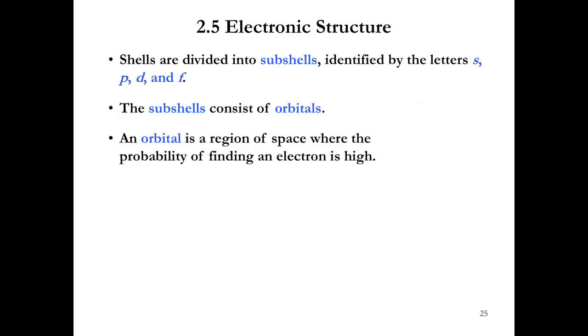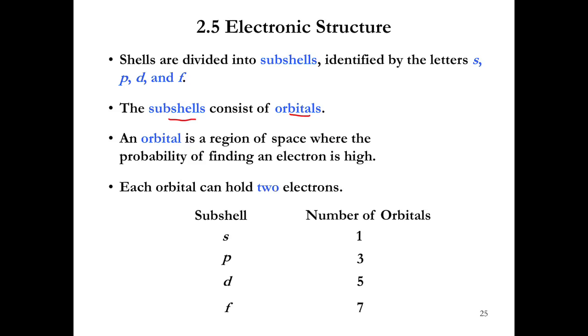So we just talked about the fact that shells are divided into subshells, and the larger your shell is, the more subshells it has in it. And we can even divide those subshells into parts of a subshell that we call orbitals. Each orbital can hold up to 2 electrons in it. And if we look at the number of orbitals in each kind of subshell, when we go from an S subshell to a P subshell, we're adding 2 more orbitals. When we go from P to D, 2 more orbitals. From D to F, 2 more orbitals.